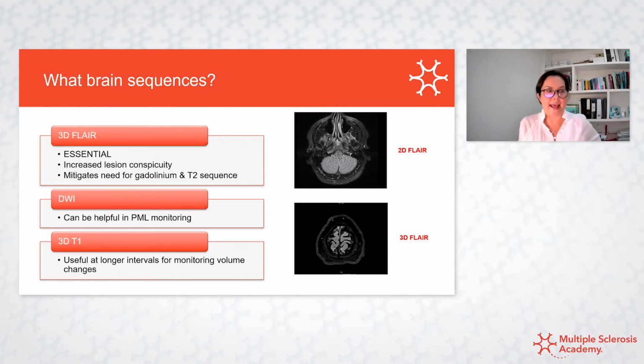So 3D FLAIR and DWI are useful in trying to identify progressive multifocal leukoencephalopathy. And then the volume T1 is really useful at looking at volume changes over time. So not something to do every single year, but perhaps every 2 or 3 years to try and look at volume changes. And this may become more important in the future.